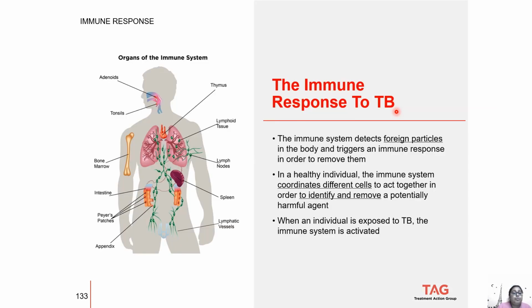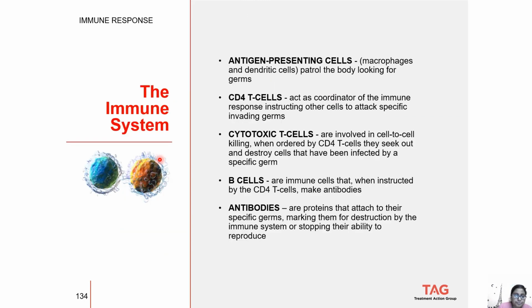So what is the immune response to TB? If we talk about the body's immune response, the immune system detects foreign particles in the body and triggers an immune response in order to remove them. So in a healthy individual, the immune system will coordinate different cells to act together in order to identify and remove a potentially harmful agent. So when an individual is exposed to TB, the immune system is activated. Okay. So obviously these are the cells of the immune system.